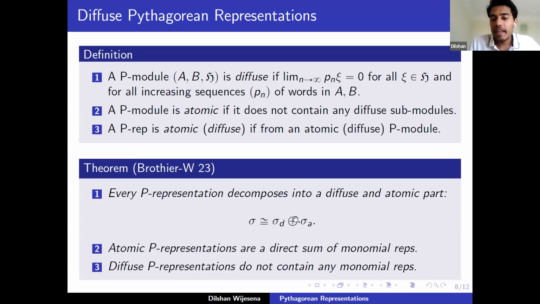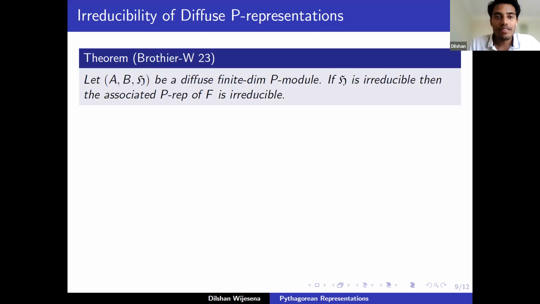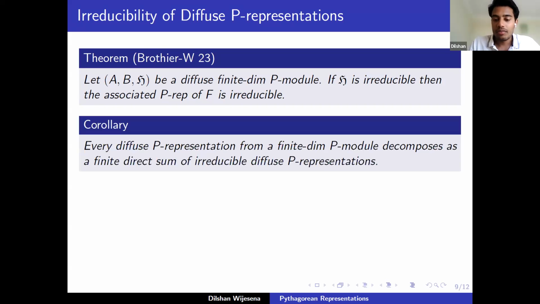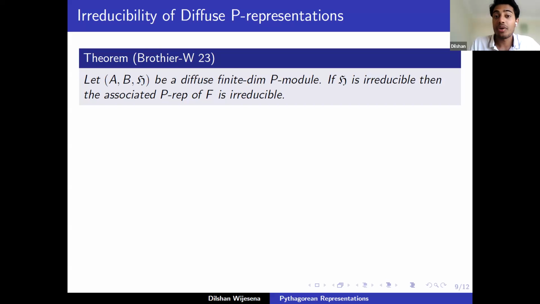So in most cases, we're just going to discard the atomic part, and we're only going to focus on this diffuse part here. This is where we actually have the interesting representations, and this is where all the action is going to be. And it turns out things are quite nice when we just look at these diffuse representations. Okay, so I can state the first main result, which answers the first question I had a few slides before. So we have a P module which is diffuse and finite dimensional. Okay, so what we have is that if this P module is irreducible, then the associated Pythagorean representation is going to be irreducible as well. Okay, so this is a very nice result.